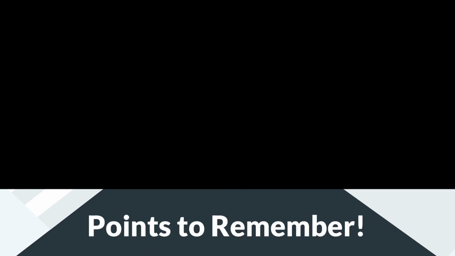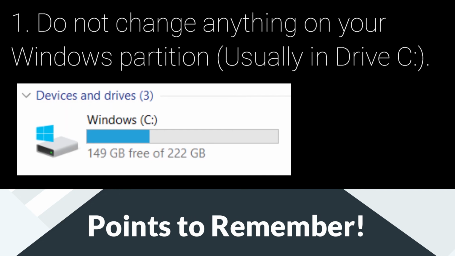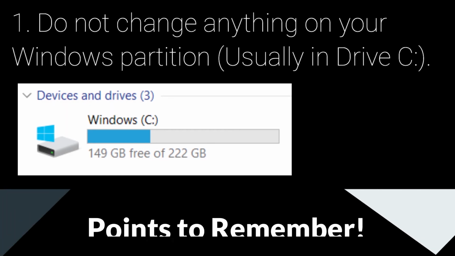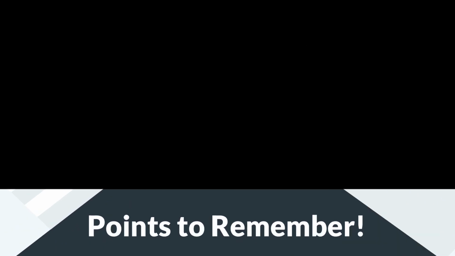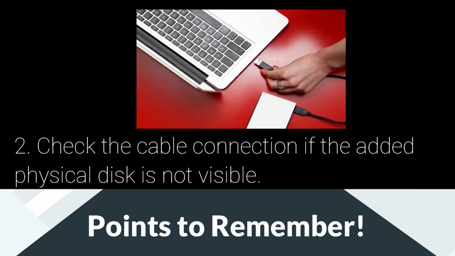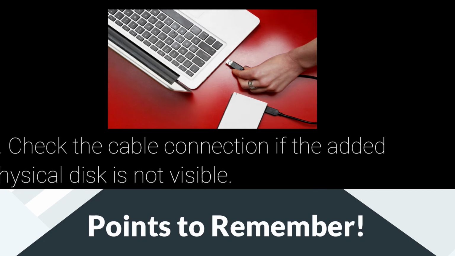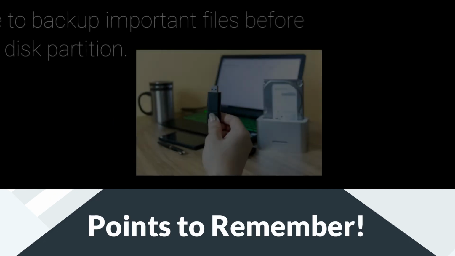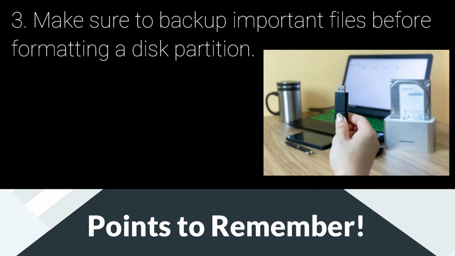Before we end this video presentation, let me give you some points to remember. Number 1. Do not change anything on Windows partition usually located in drive C. Number 2. Check the cable connection if the added physical disk is not visible. Number 3. Make sure to back up important files before formatting a disk partition.